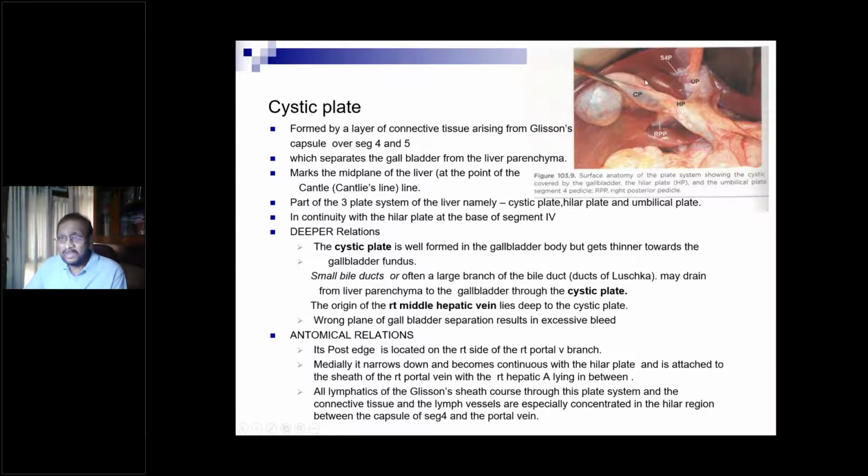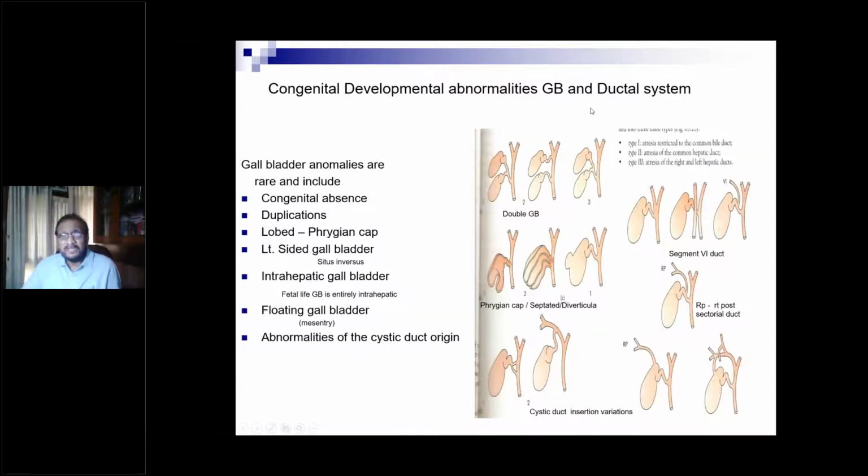Problem number one, canaliculi communicating. Number two, veins communicating. Number three, lymphatics communicating. And number four is the right middle hepatic vein just underneath the cystic plate. Is that clear? Now, congenitally, there could be a number of problems with the gallbladder.